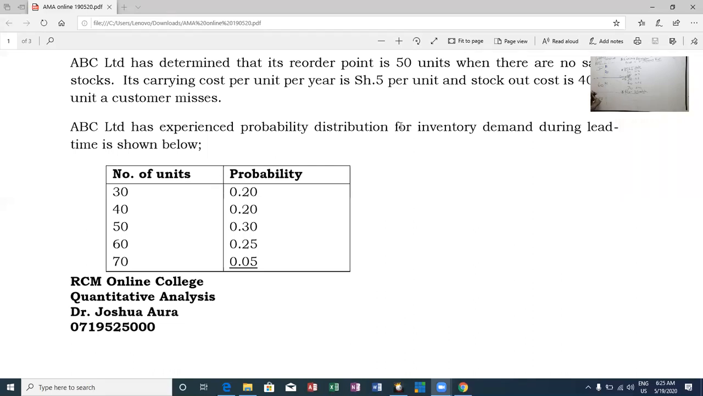What if, ladies and gentlemen, we decide to stock 70? If we decide to stock 70, what will happen? If we decide to stock 70, thank you very much.